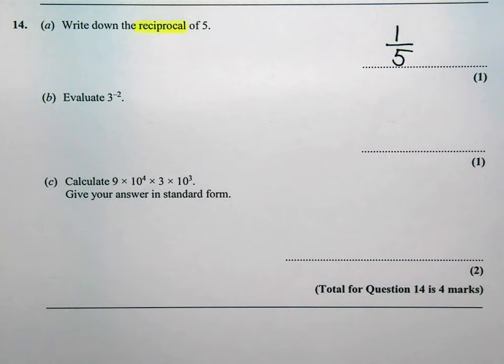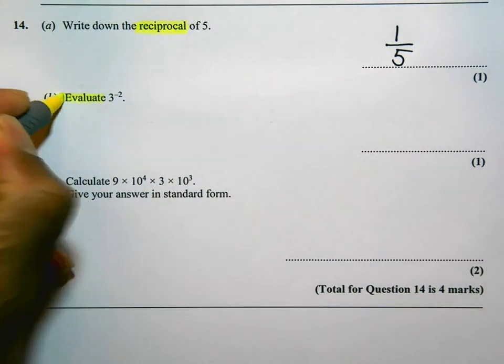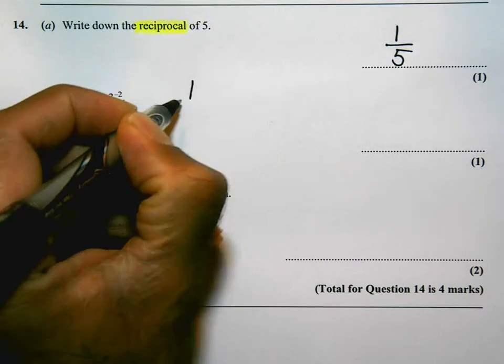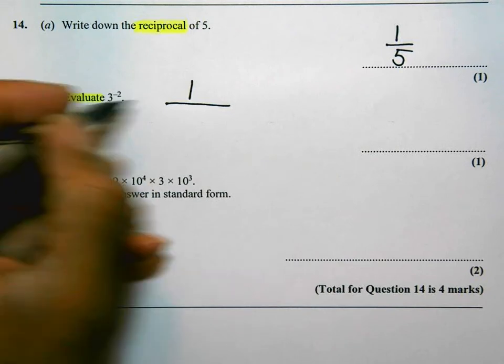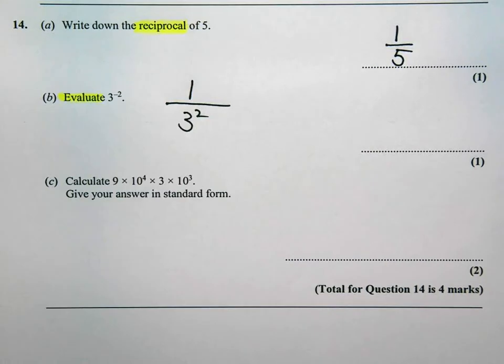The next question says evaluate. So evaluate means the same as work out, so it's going to be a bit more than just writing down an answer. But I want to evaluate 3 to the power of minus 2. Once you see a negative power, you should recognize that a negative power basically means 1 over. I'm going to rewrite 3 to the power of minus 2, but this time without the minus sign, because I've used the minus to help me do that 1 over. That's what the minus means.